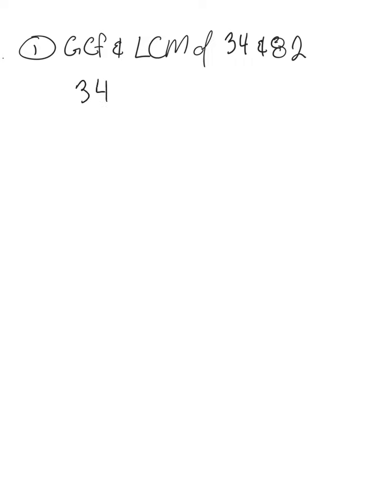If we're given 34, 34 can be divided into 2 and 17. And that's as far as it can be divided, because 17 is prime and 2 is prime. But if we have 82, it can be divided into 2 and 41, which is also prime. 41 is prime. So therefore you can't reduce it anymore into two separate factors.